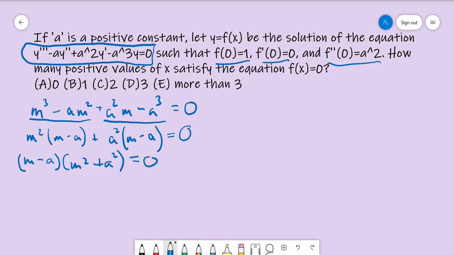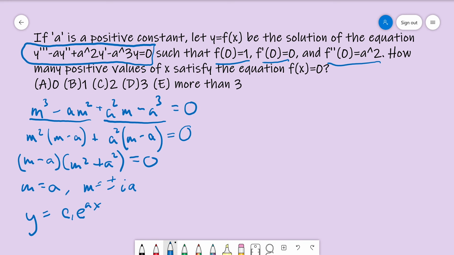So we're going to have three roots to this equation. The first one is m equals a, and then here we've got two imaginary roots that are conjugates of each other, because m squared equals negative a squared. So if you take the square root of both sides, you'll get m equals plus or minus i times a. So when you've got a real root, then the general solution is y equals c1 e to the ax, where a is that real root.